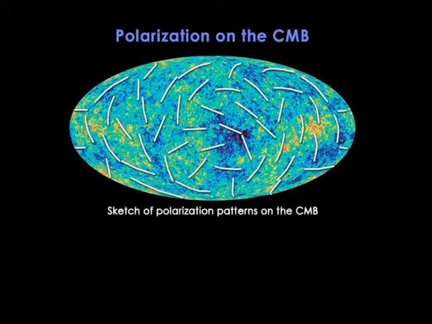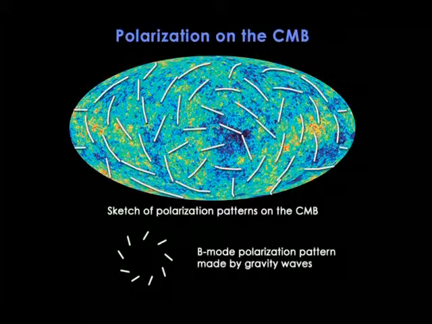Now, the microwave telescopes that are used have the equivalent of Polaroid lenses, so they can see if the microwave sky is polarized. This sketch illustrates a pattern, highly exaggerated, showing the direction of microwave wiggles. But in truth, the amount of polarization is very slight and the patterns very complex. But there is a particular pattern, shown here, that is only produced by gravity waves.